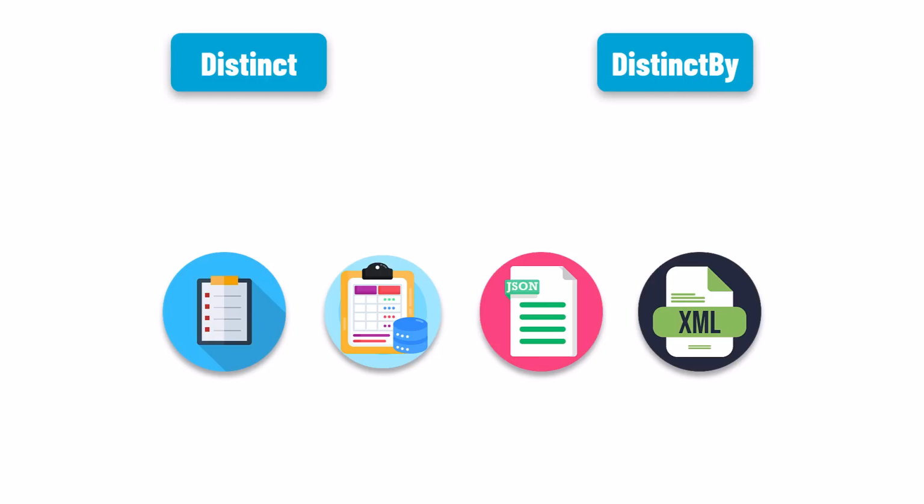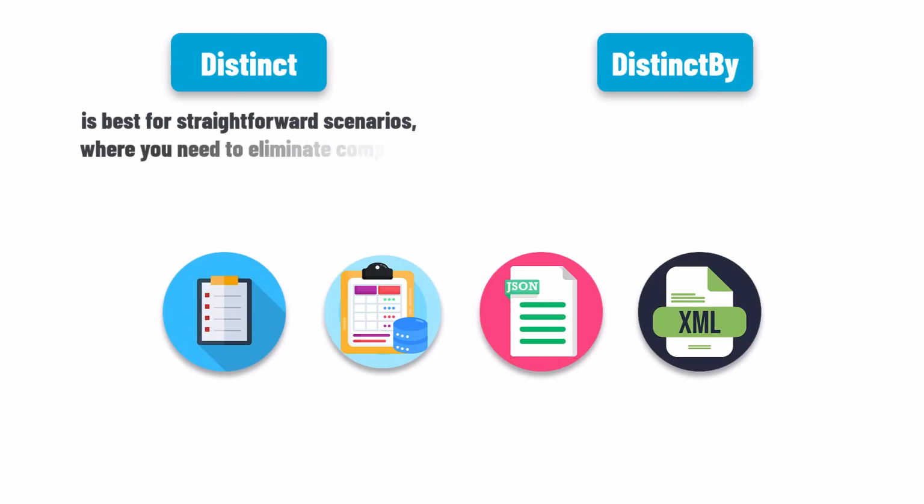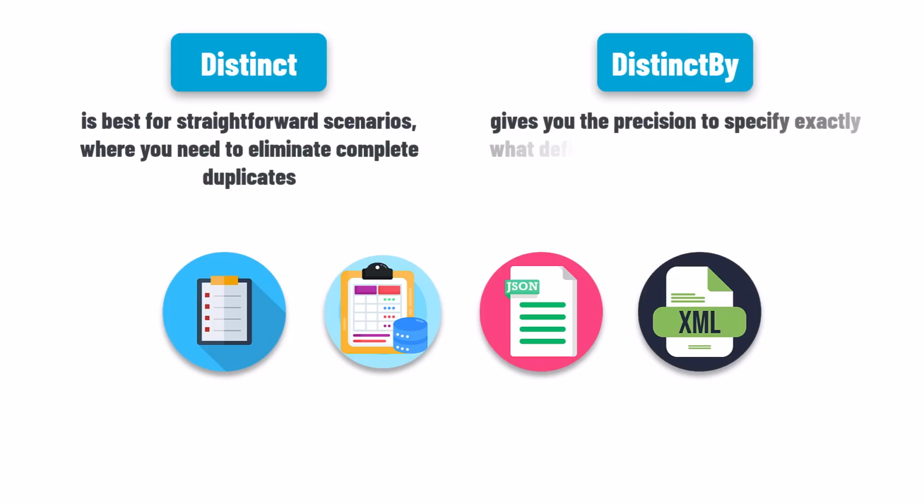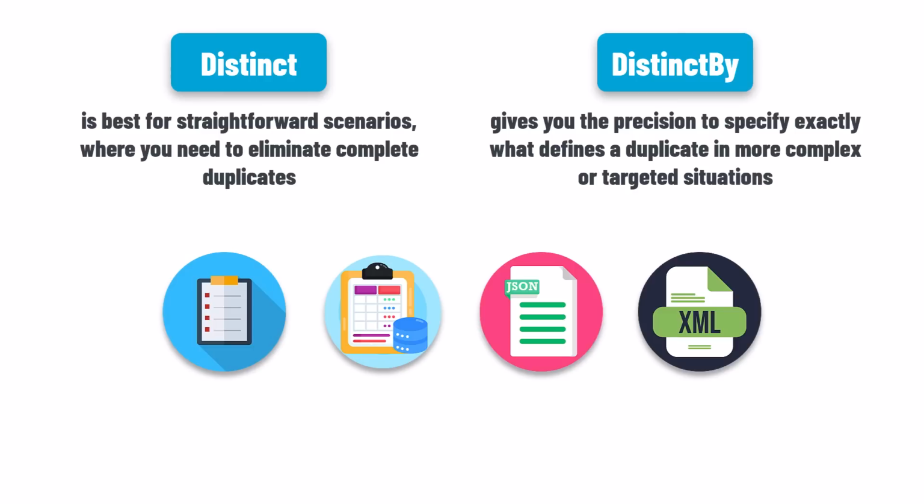Remember, the key takeaway is that distinct is best for straightforward scenarios, where you need to eliminate complete duplicates, while DistinctBy gives you the precision to specify exactly what defines a duplicate in more complex or targeted situations. I hope this session has illuminated these powerful methods, and provided you with the knowledge to use them confidently in your own projects. Practice with different datasets, explore the nuances of these methods, and you will find that they become an invaluable part of your data manipulation toolkit.